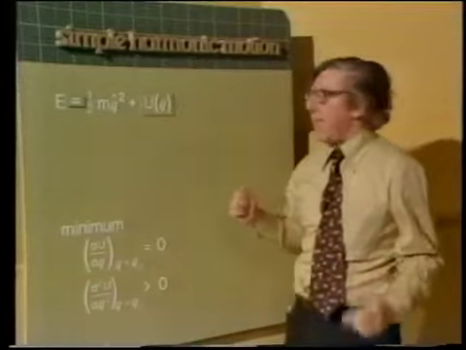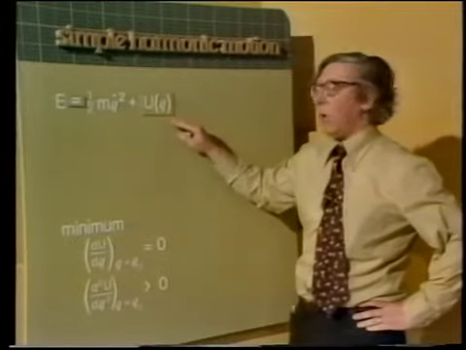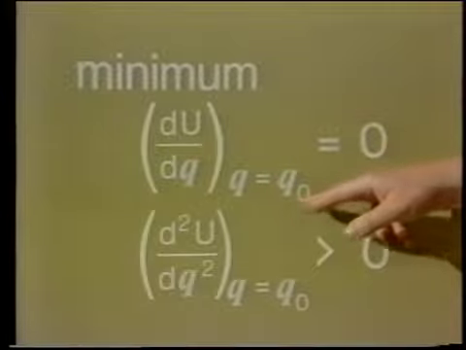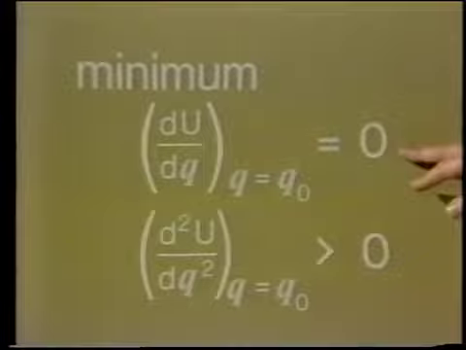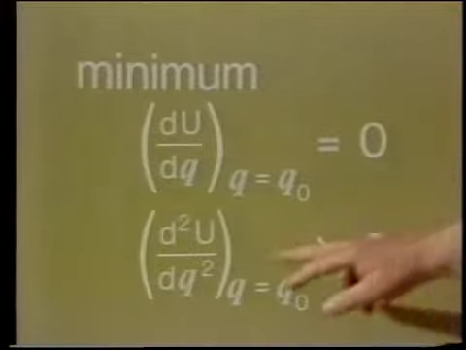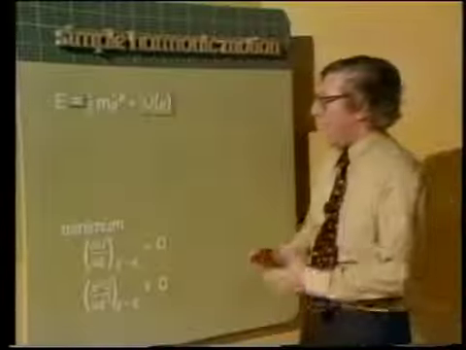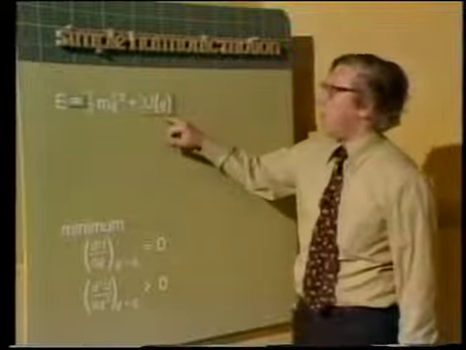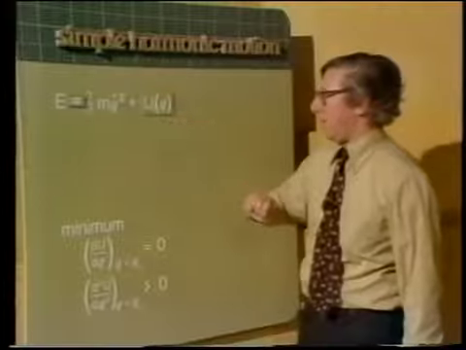Now, David tells us that we're interested in what happens near a minimum of U of Q. Now, what do we mean by a minimum? Well, by definition, if U has a minimum at Q0, then the first derivative is equal to 0. Well, in fact, that could be a minimum or a maximum, but it really is a minimum if the second derivative at Q0 is positive. Now, let's use these conditions to find a nice approximation for this potential energy function near the point Q0.